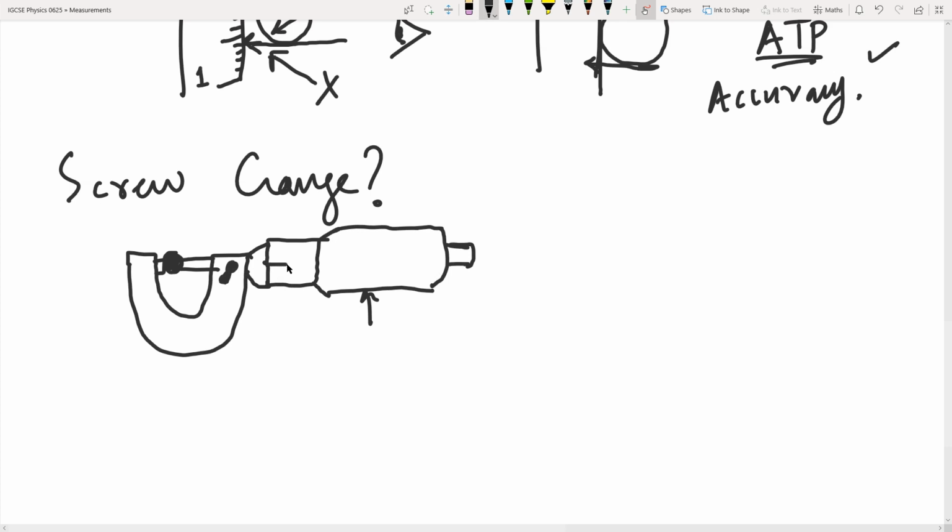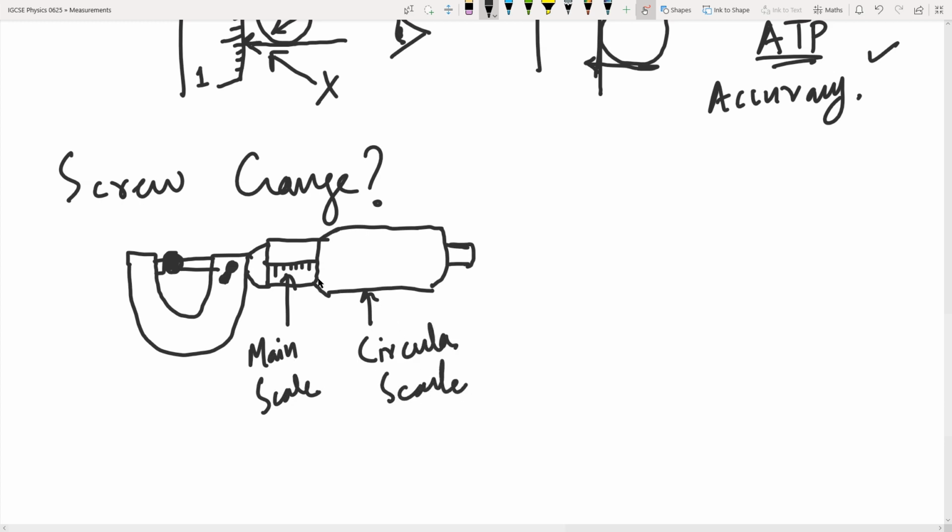This over here is going to have a main line with a 0 on it, right? And some of these smaller lines are also there. So this is what we call the main scale, and this one over here we refer to as the circular scale.